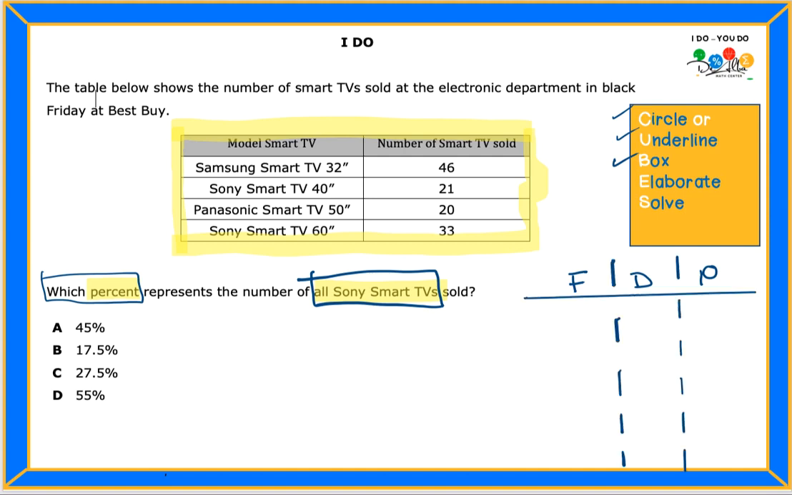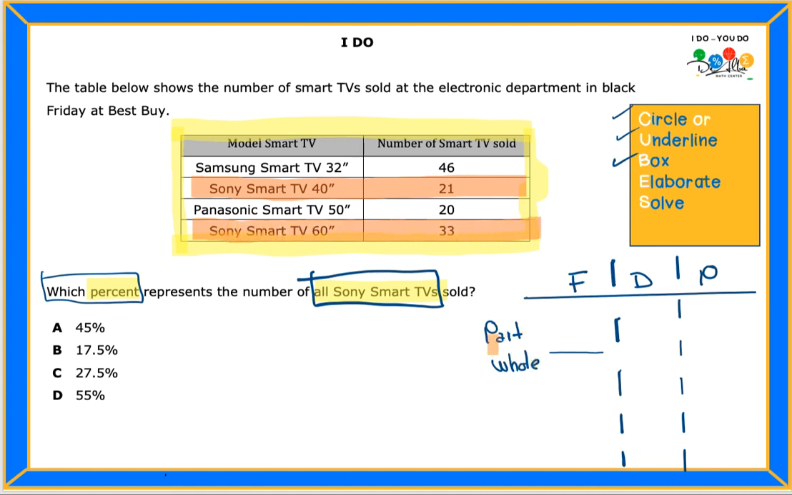So I know that I can find a fraction in this situation. To have a fraction I need to find the part and the whole. In this case, they want us to focus on all Sony smart TVs. So let's look at the table. The first one is Samsung TV. The second one is Sony smart TV. The third one is Panasonic. And the last one also is a Sony smart TV.